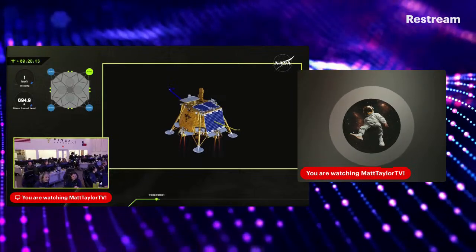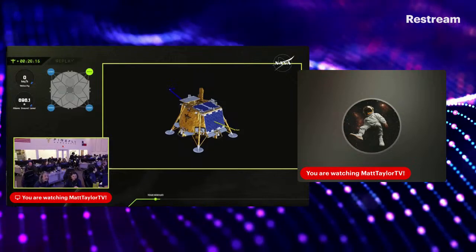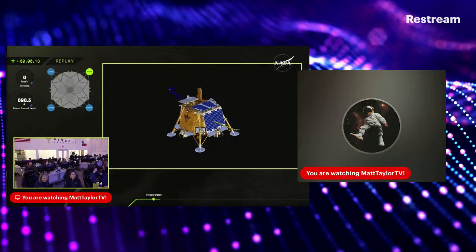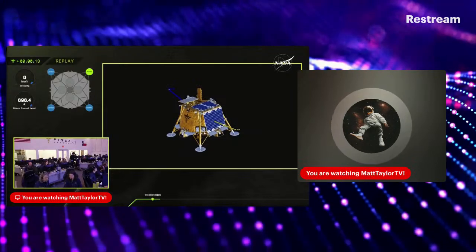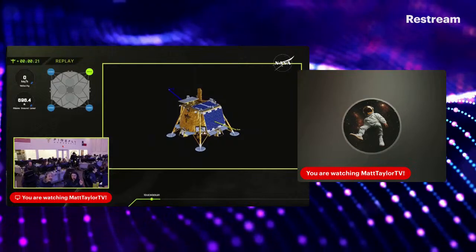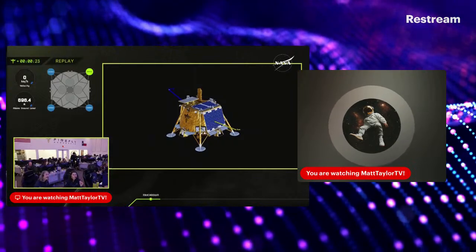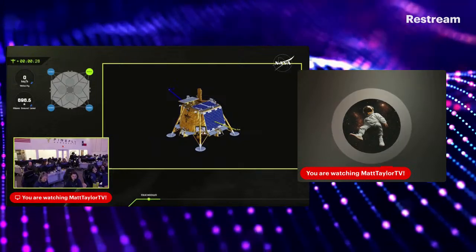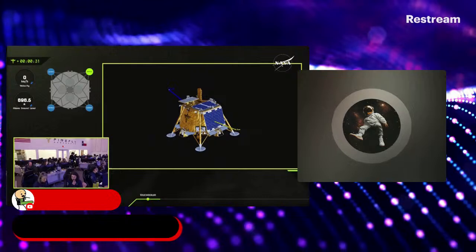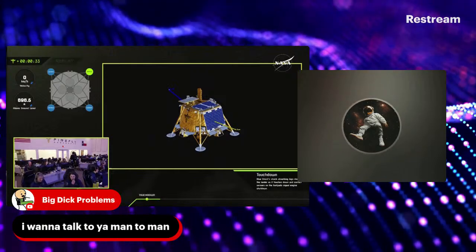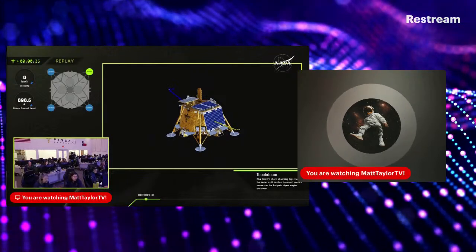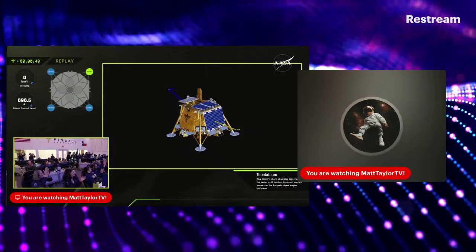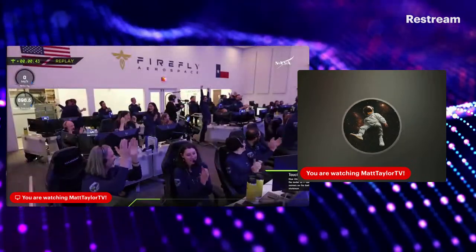It seems to be it was a successful landing. Shutdown. We were promised a picture within 15 minutes, and now it's gone up to 30 minutes. We've got problems in the chat room. I pronounced that wrong. We've got problems in the chat room. I want to talk to you, man to man. Y'all select the landing. We're on the moon. Wow. Talk to me.